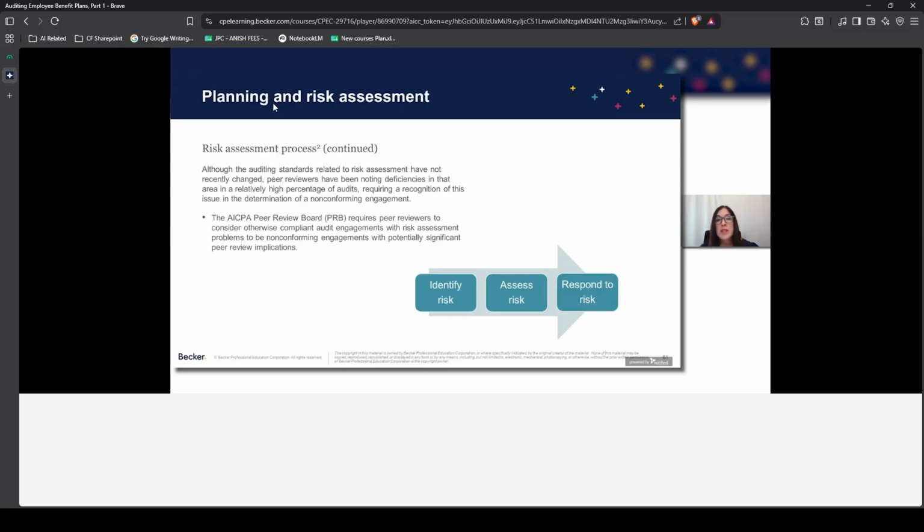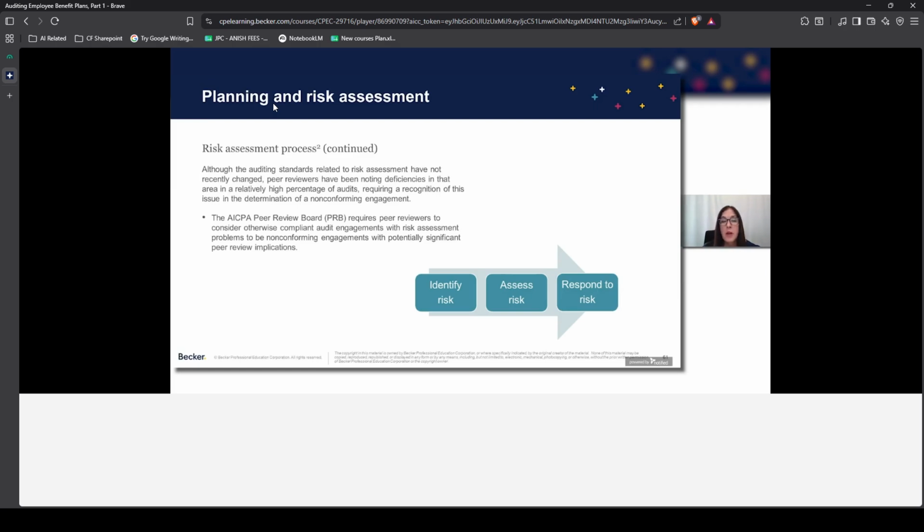Now, the risk assessment standards have been around for many, many years now. They are not new. And until recently, there haven't been any new or significant changes to the risk assessment process as a whole. But because so many peer reviewers and other regulators were identifying many auditors that were deficient in their risk assessment process, they made some significant changes to the peer review process as well.